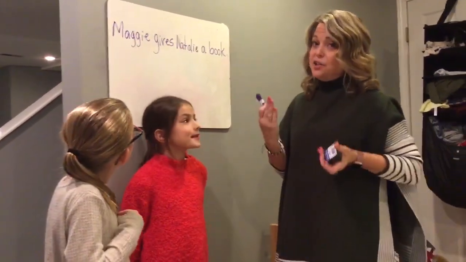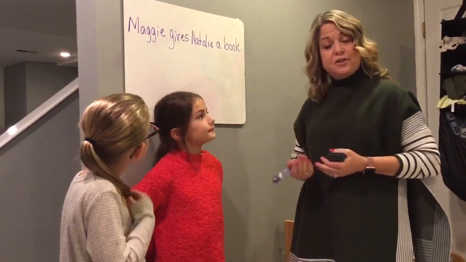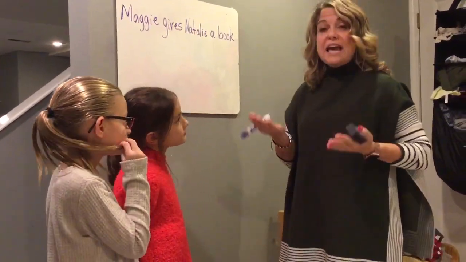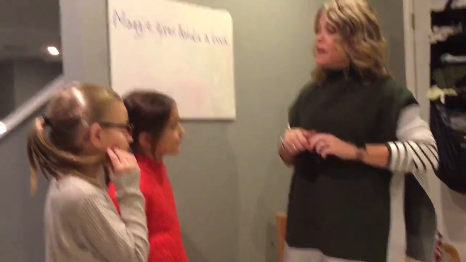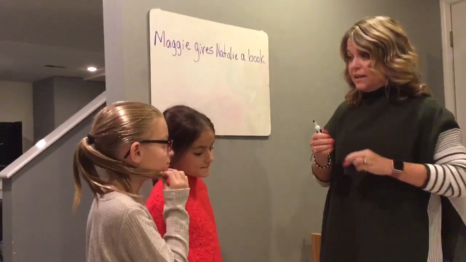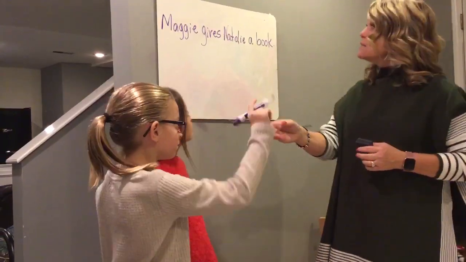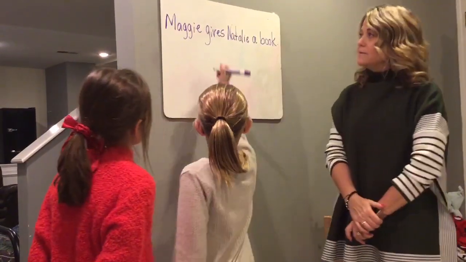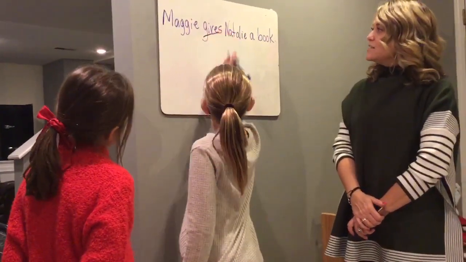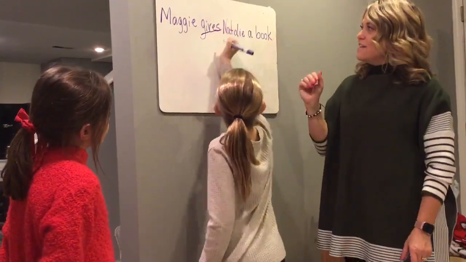As you guys know, the first thing you need to do when you attack a sentence is find your verb. And it's either an action verb or it could be a linking verb. So maybe, Maggie, you're in 4th grade, right? Maybe you could underline for us the verb in this sentence. Maggie gives Natalie a book. That's right, gives. Very good.